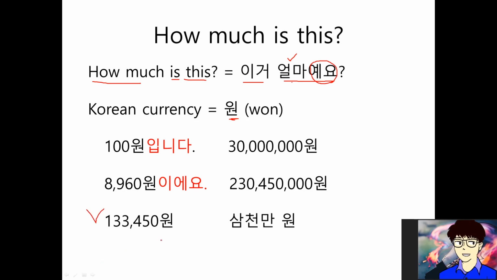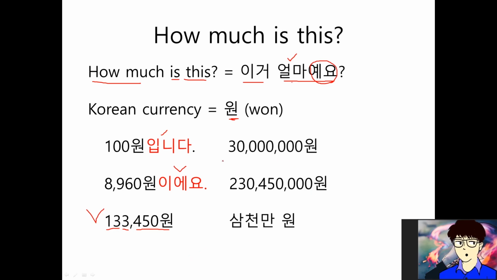Okay? So, 이거 얼마예요? And you can answer. 1, 10, 100, 1000, 만, 10만. So, 13만 3,450원. Right? 13만 3,450원입니다. Or 이에요. Like that. You can understand me, right?